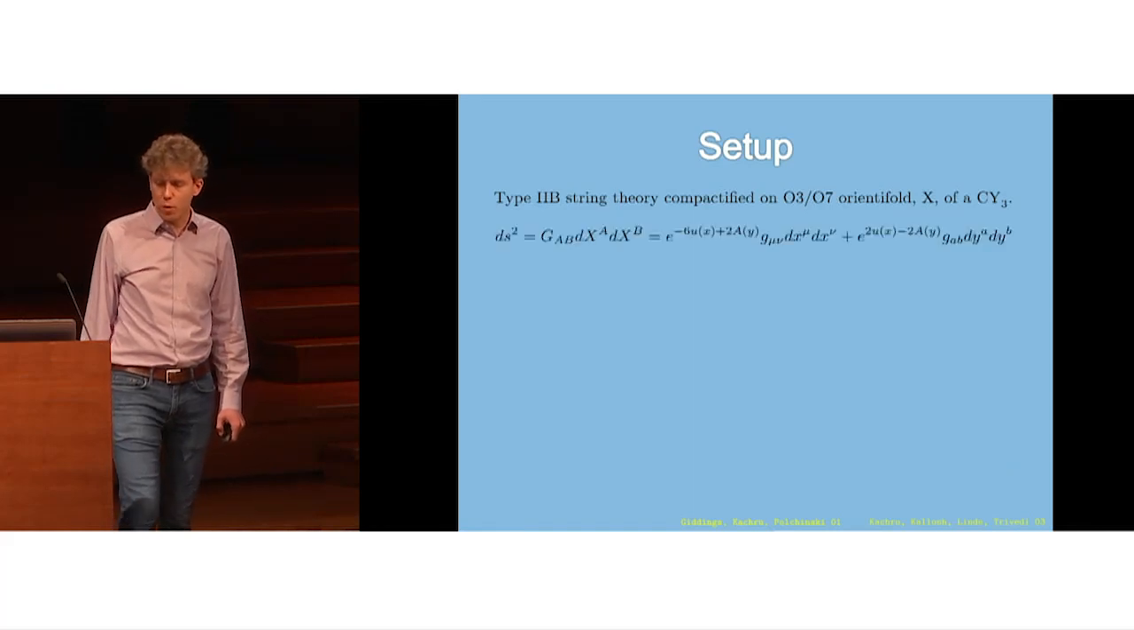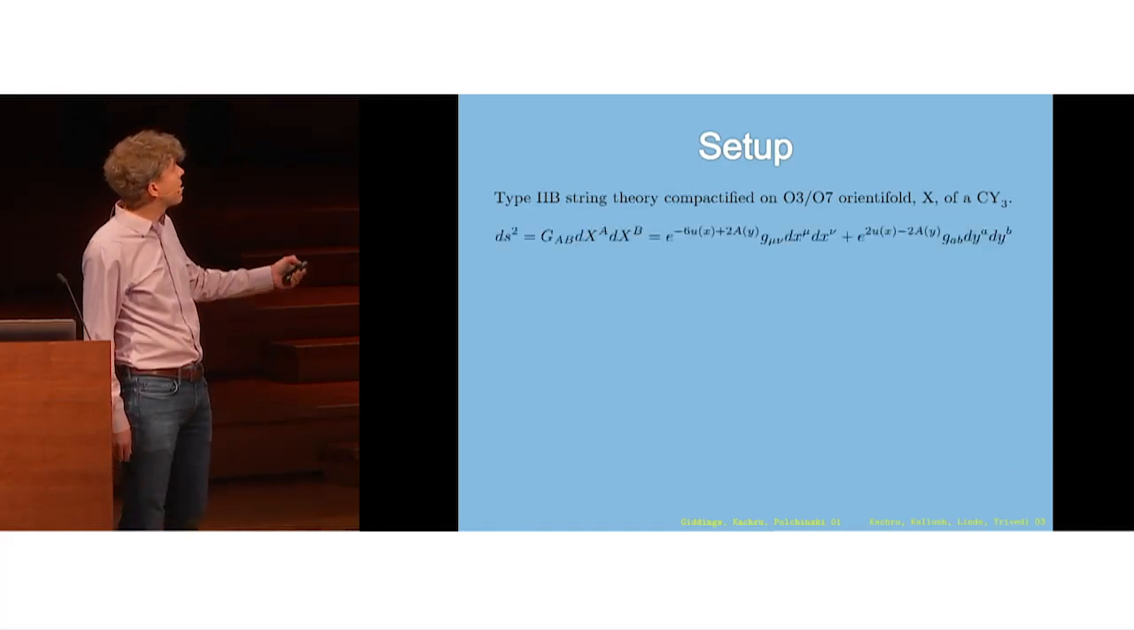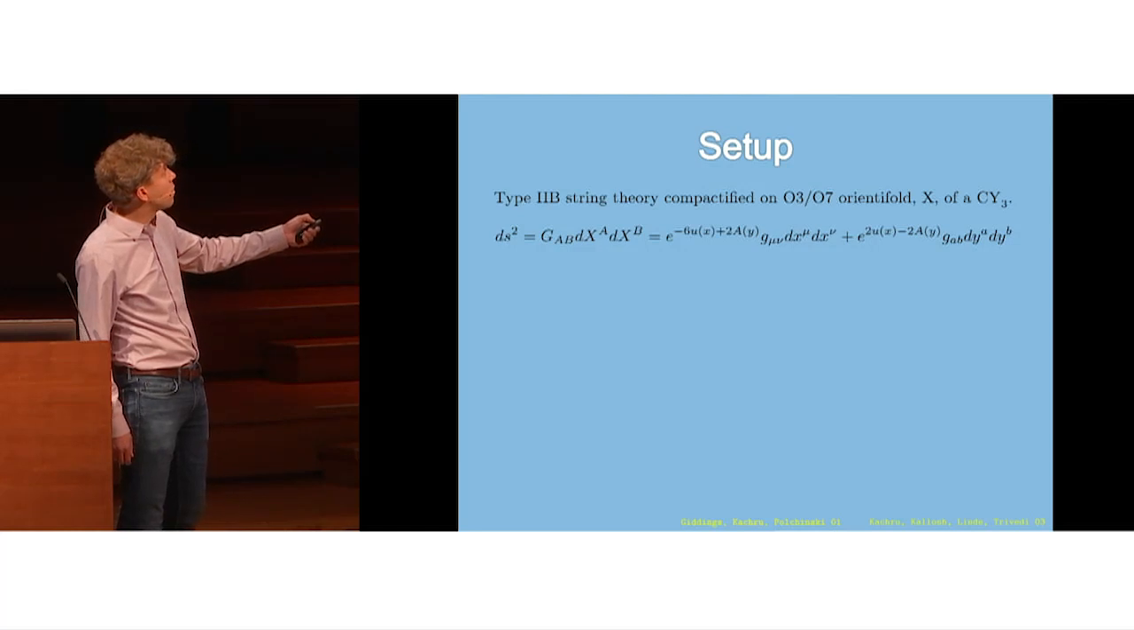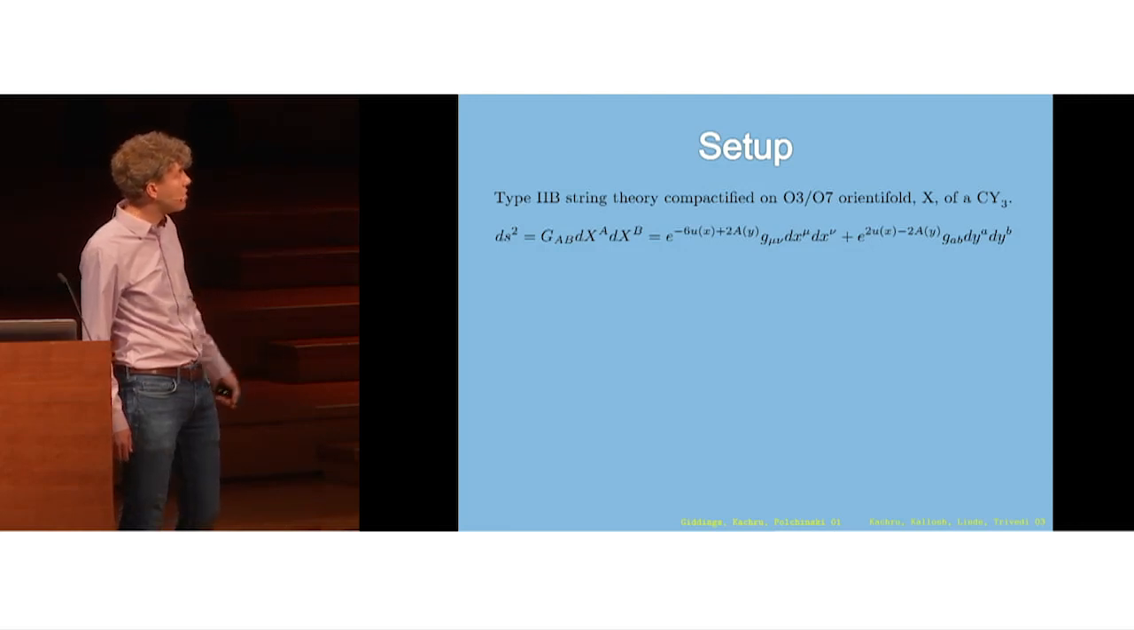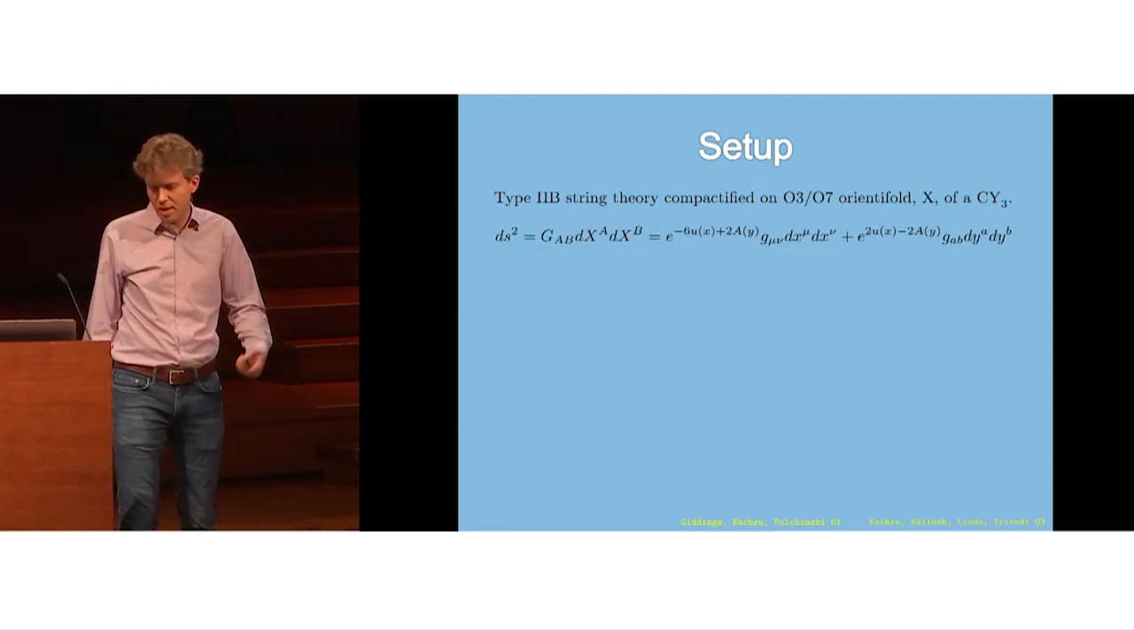So in slightly more detail, the setup is as follows. I'll take an ansatz that includes a four-dimensional metric g_μν. This will be, for example, de Sitter. g_AB is the metric on X. I have a warp factor A, which depends on the coordinates on the internal space, and a breathing mode u, an overall dilatation of the space that depends on the space-time position.